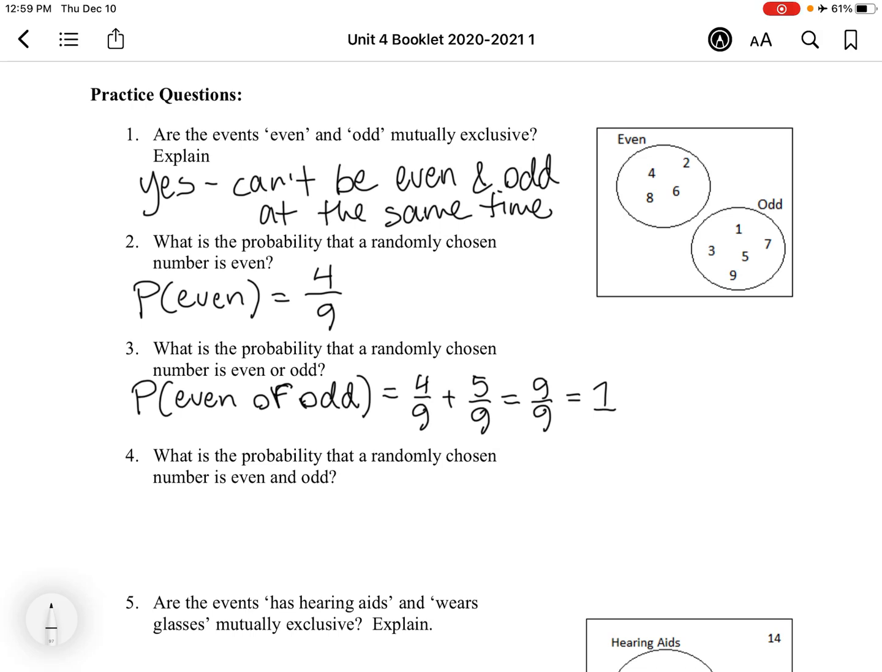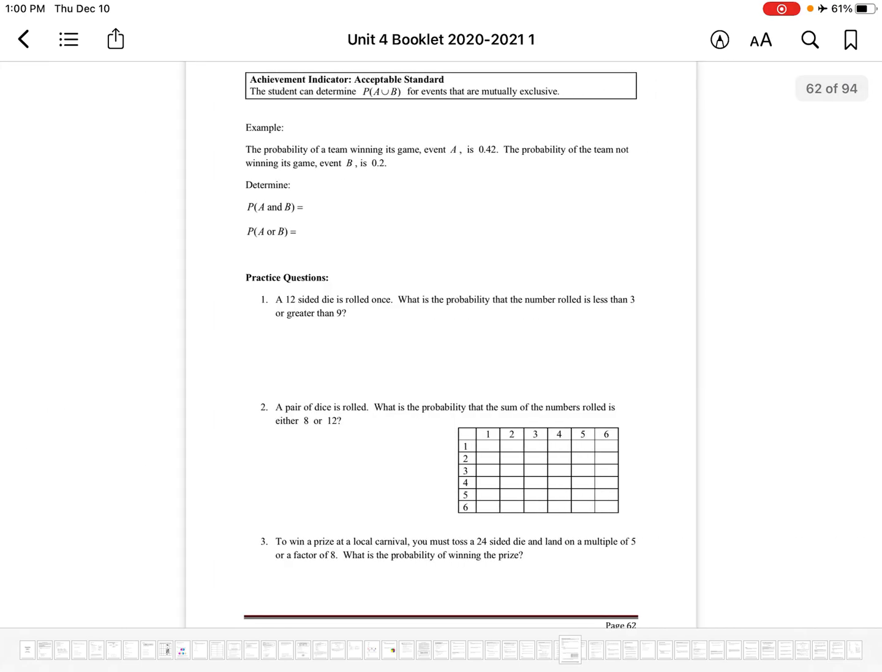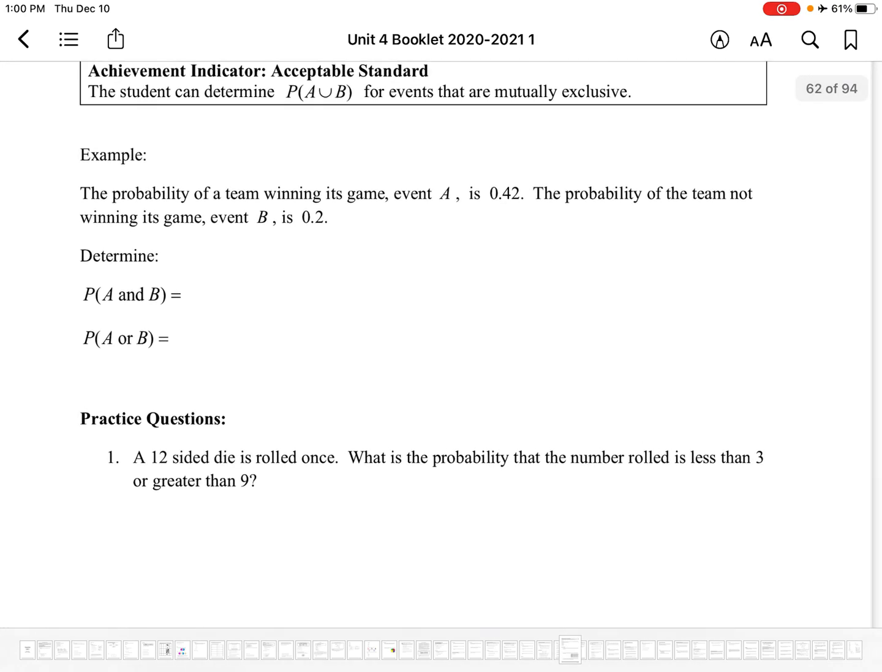Okay, and what's the probability that a number is even and odd? Well, we just talked about this. You can't be even and odd at the same time, so this probability is 0. All right, I'm going to let you guys try the next one on your own, and I'm going to skip to an example on the next page.